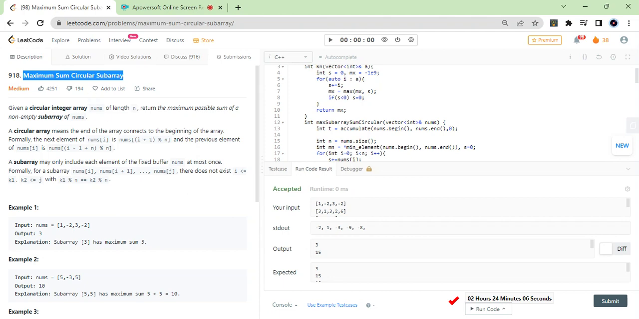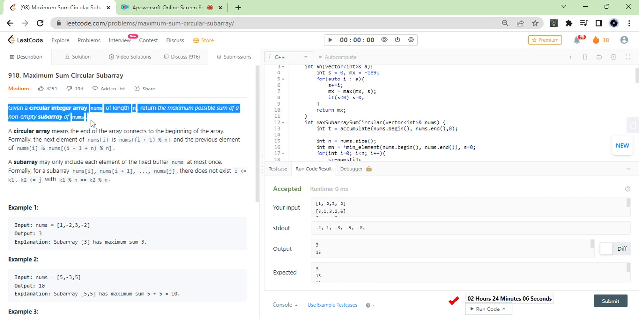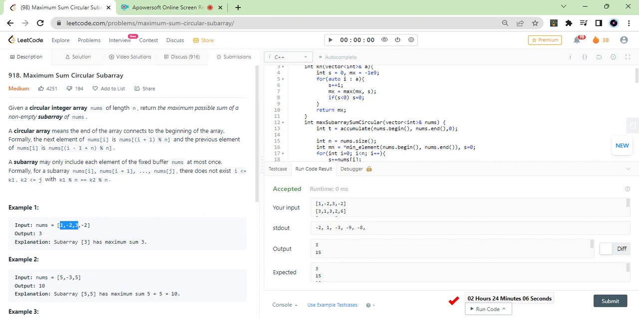Because why has the circular subarray been included? That makes it kind of tricky. So you have been given a circular integer array. Do you know what a circular integer array is? It's when the last element is connected with the first element and so on. Basically, after this minus two, one is placed. You can say it's moving in a circular fashion.